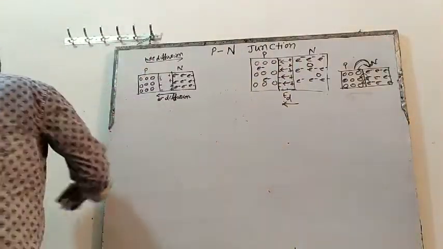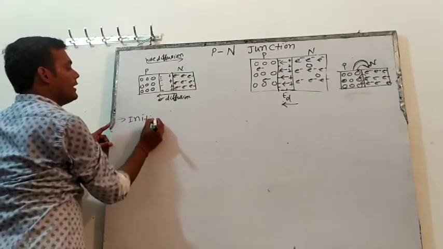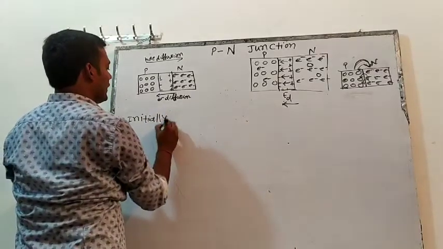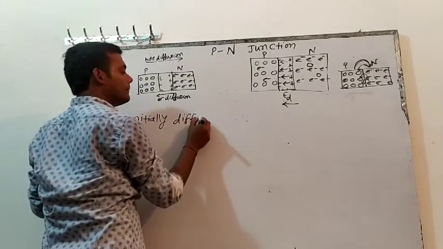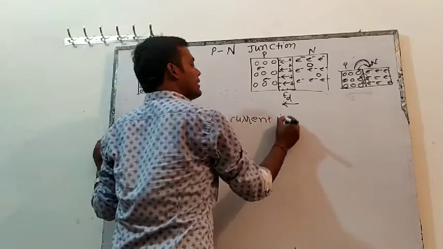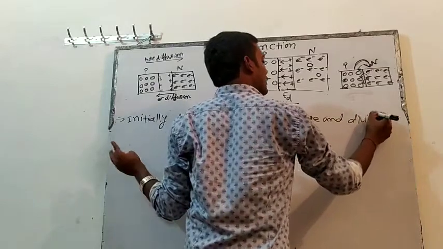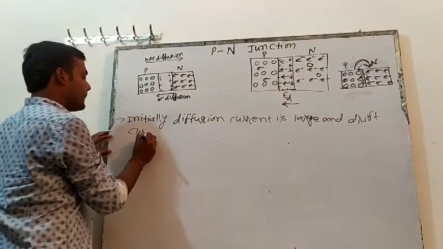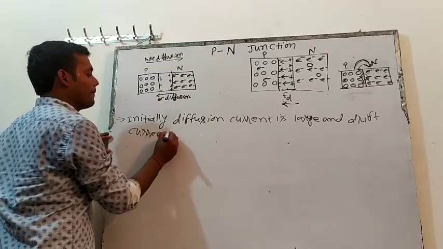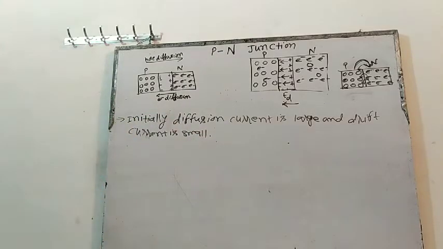Right. Initially, diffusion current is large and drift current is small. Initially what will happen? Diffusion current will be large, drift current will be small.